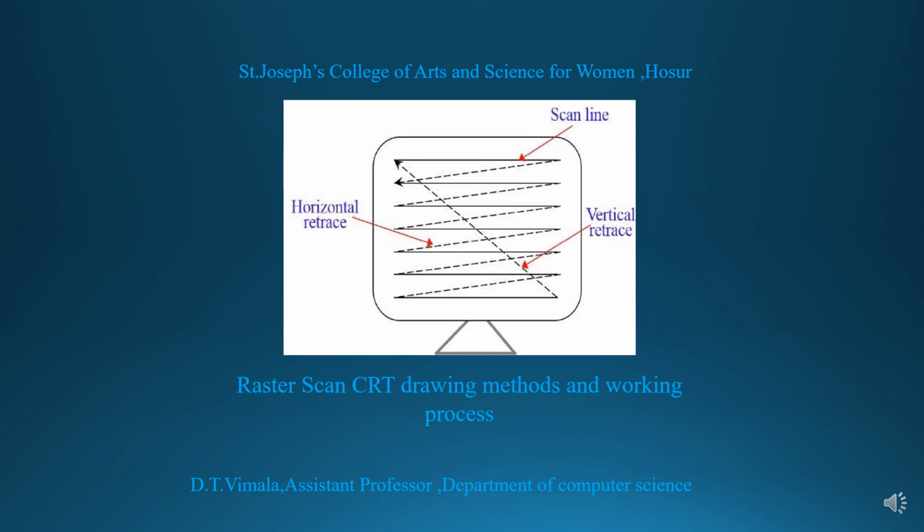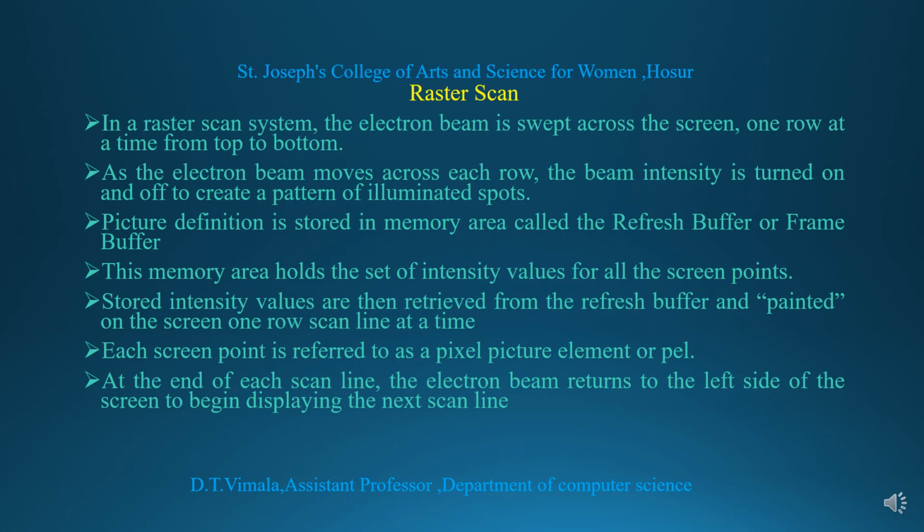Here we see the process of the raster scan drawing method. Every time it scans one row. After finishing the row, it moves again to the left side and scans the next row. This is the raster scan CRT drawing method.